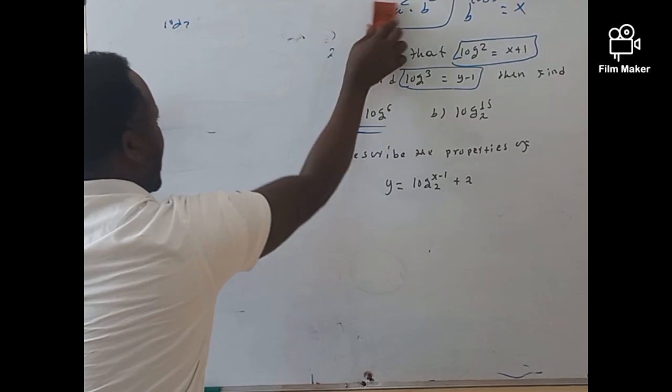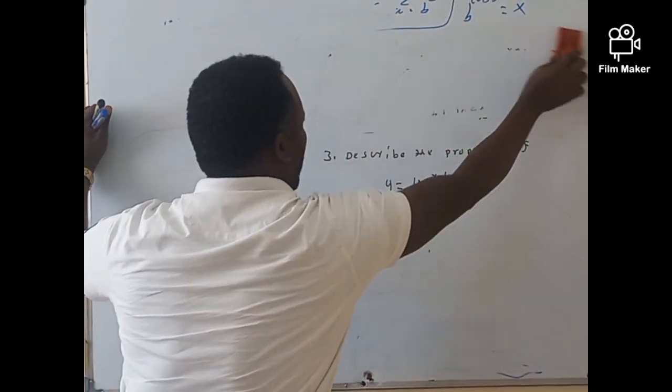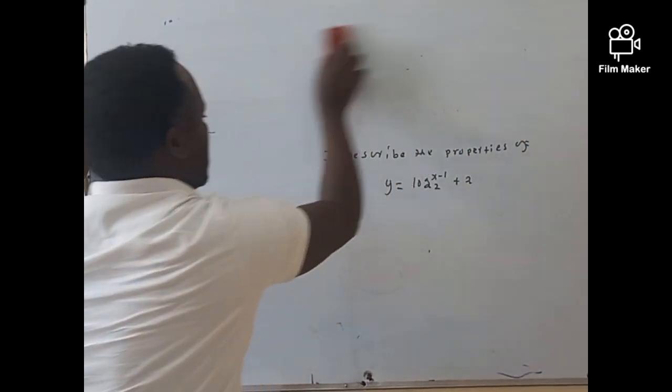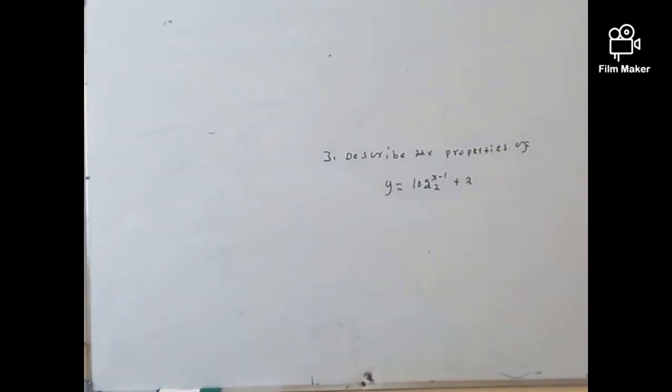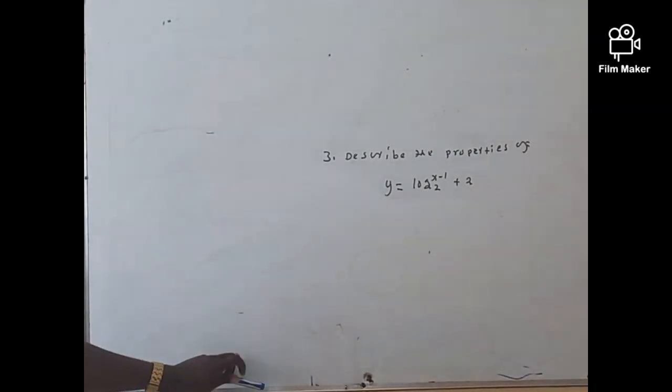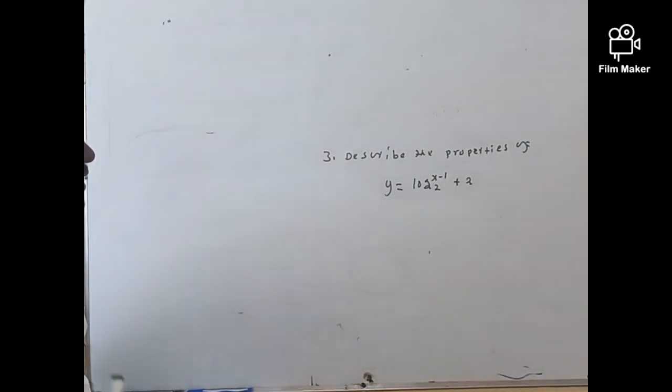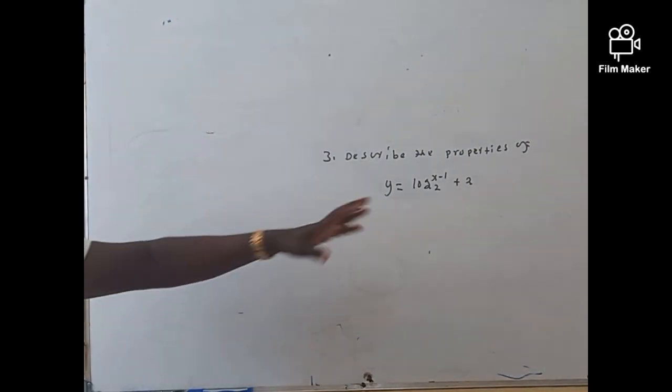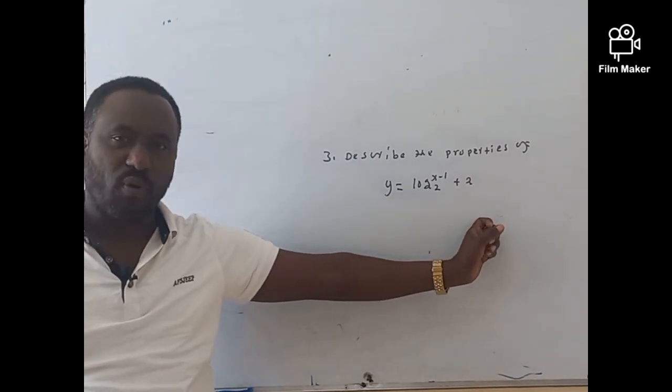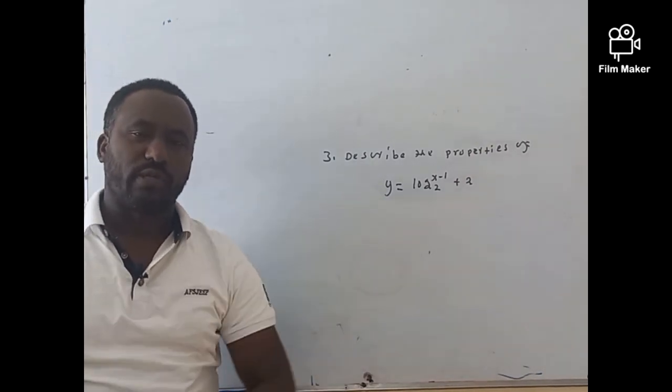Well, now for the second problem, how are we going to do this problem in the second question? What does this mean? Here, you are asked just to describe the properties of this problem. How are you going to do this one?